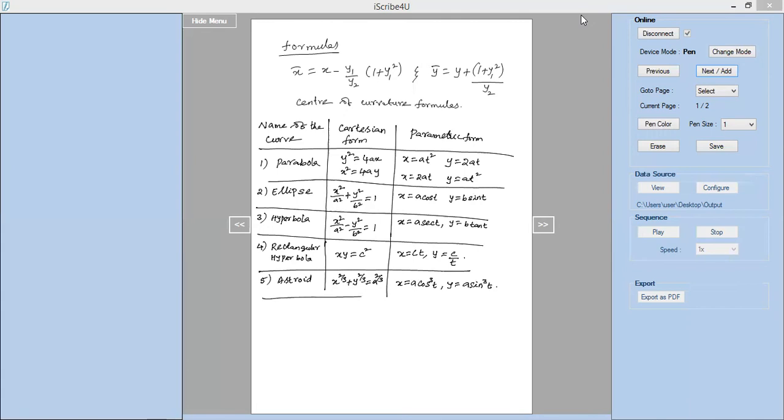Whatever the curve they give, parabola or ellipse or hyperbola, we can use the Cartesian equation that we have written. For the Cartesian equation, again we will use the parametric form, where t is the parameter. Using this format, we'll simplify the problems. First problem I will take.